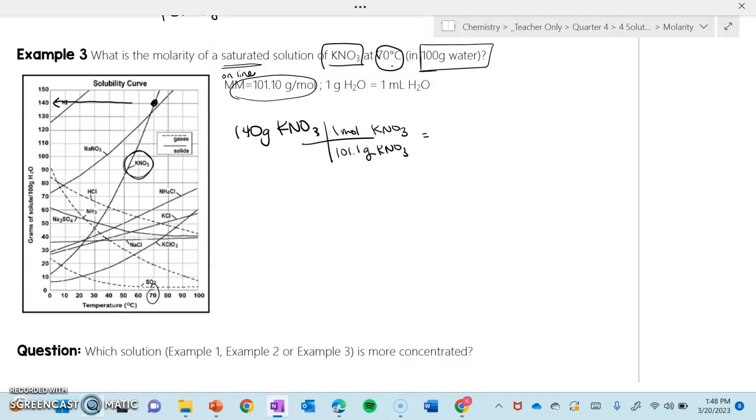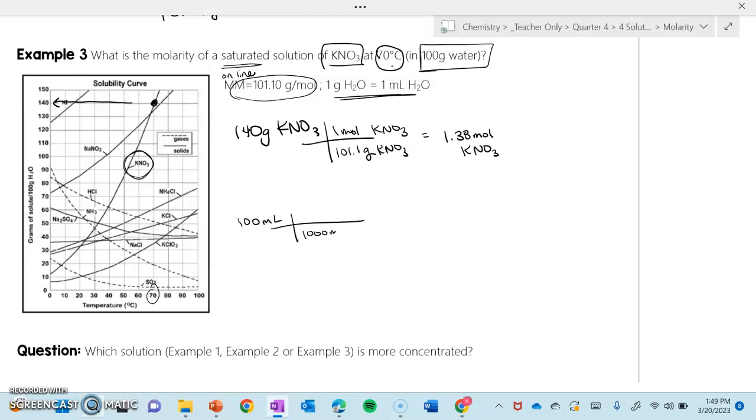Which will give us, plug that in the calculator, 1.38 moles of potassium nitrate. And now all we have to do is find the liters. We know it's 100 grams, and this little conversion tells us a gram is a milliliter because the density of water is 1 gram per milliliter. So that's just a nice little conversion. So we can go ahead and just say that this is 100 milliliters.